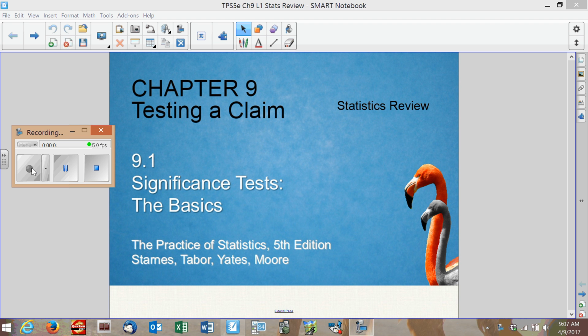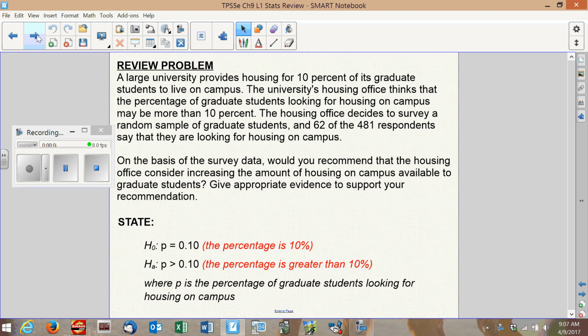Here's a quick review of the one prop Z test. So we'll go through it and see what you remember. First of all, here's the problem.